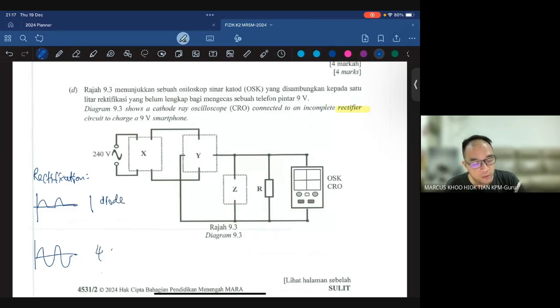Okay, full wave is four diodes. Arranged like a diamond, right? So that is what we need. Rectification is changing from alternating current, converting from alternating current to direct current. That's the definition of rectification.